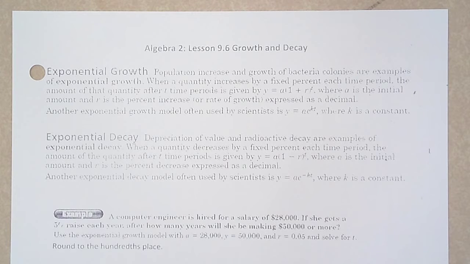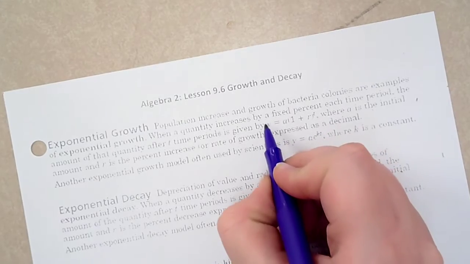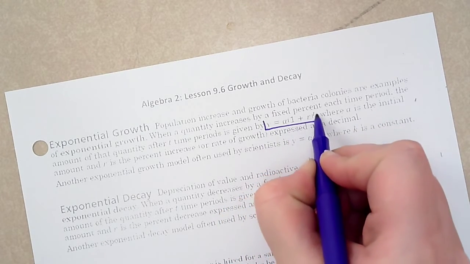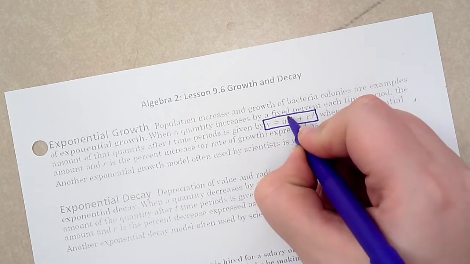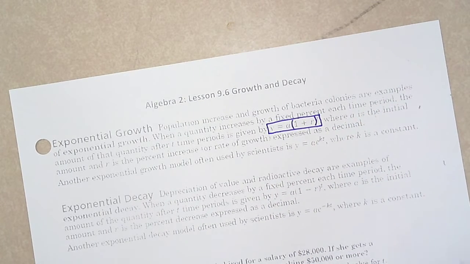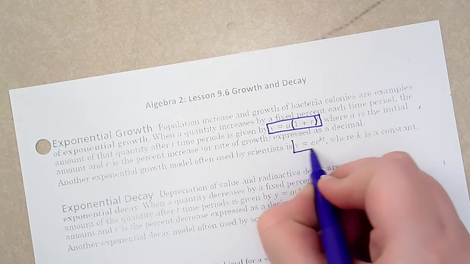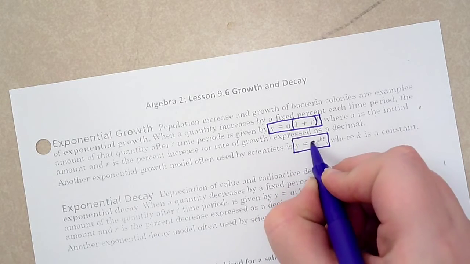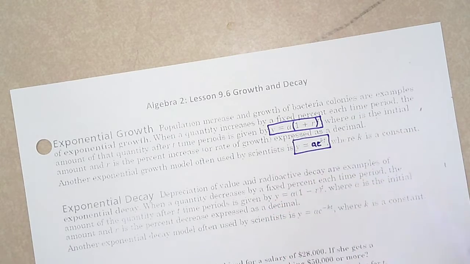Page 2, here is the lesson for 9.6 regarding growth and decay. So you can read this top part, but I'm not going to take the time. All I'm going to do is pull out some of the important functions that it gives me. This first one is a times 1 plus r raised to the t. And the second one is y equals a times e raised to the kt, where k is a constant.